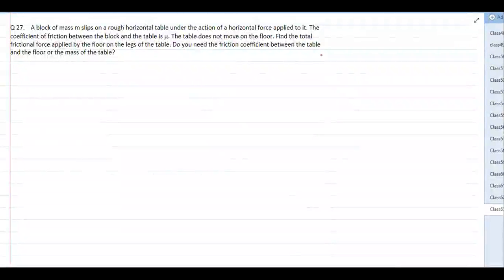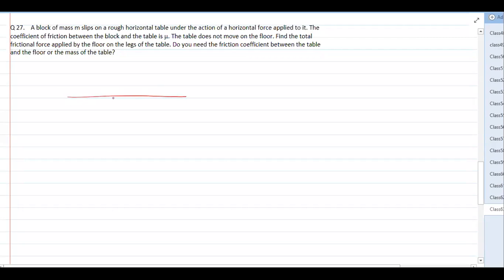What it says is a block of mass m slips on a rough horizontal table under the action of a horizontal force applied on it. So if we have a rough horizontal table, suppose we have a table like this, and another block is slipping on it. A block of mass m slips on a rough horizontal table under the action of a horizontal force. So this is a horizontal force applied.